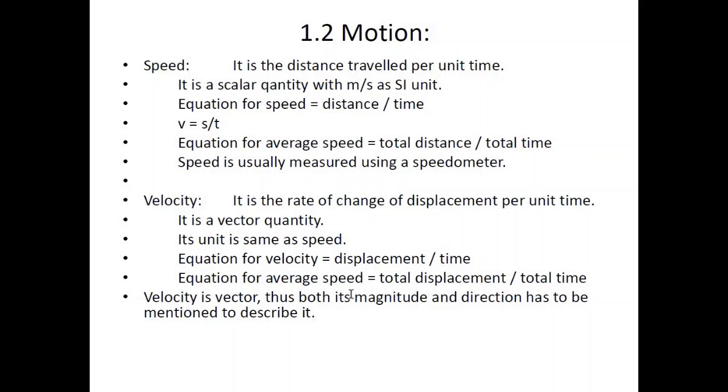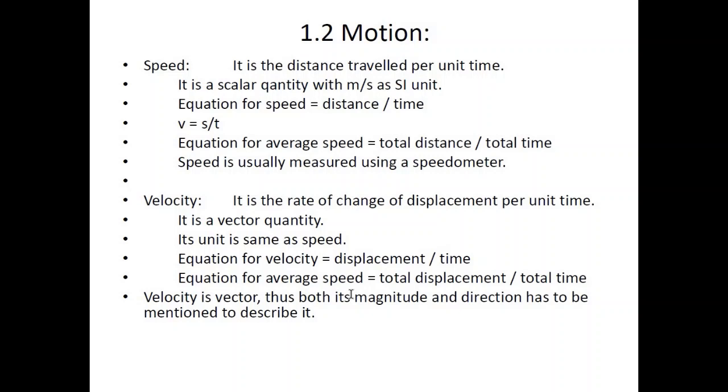Next we have speed and velocity. Now speed is the distance traveled per unit time. It is also a scalar quantity with its SI unit as meter per second. That is basically taken from the formula: distance is in meters, time is in seconds, so the unit of speed becomes meter per second. Equation for speed: the formula for calculating speed is distance upon time, or distance covered divided by time. Then we can also write it like V equals S upon T.